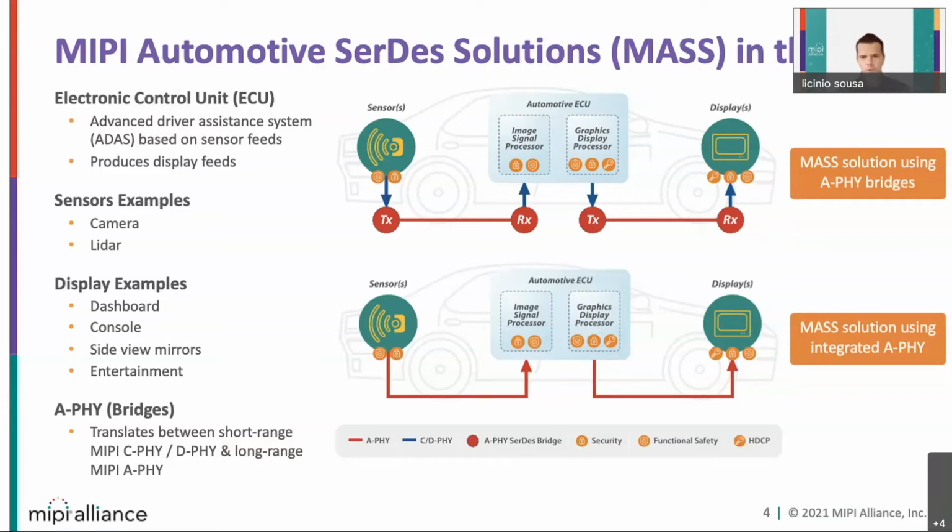In terms of protocol, the different specs, CSI for camera and DSI for display, are introducing more and more capabilities to address the functional safety requirements, the security requirements, and content protection as well, which is particularly relevant in display use cases.